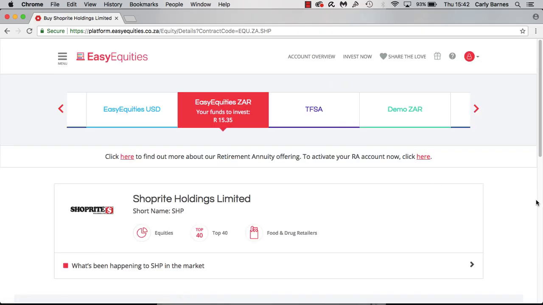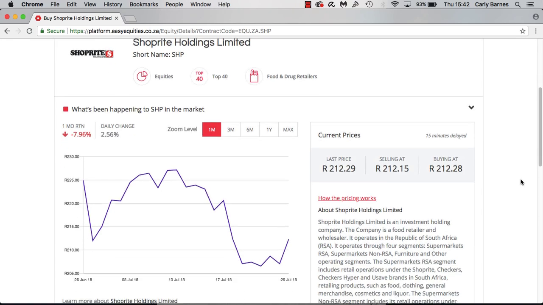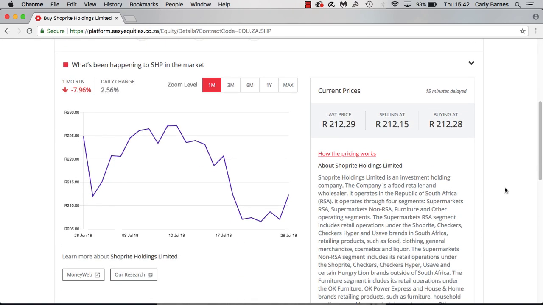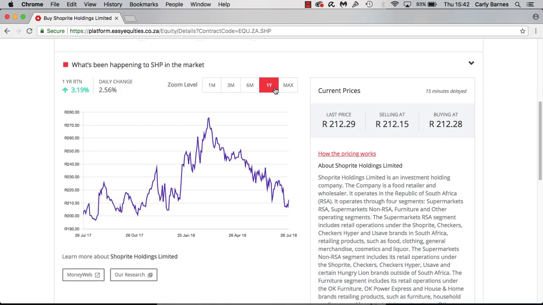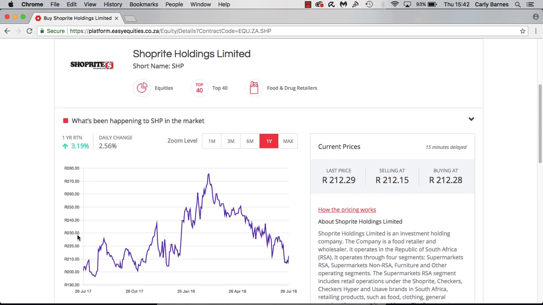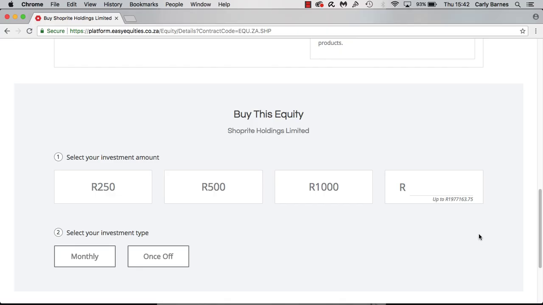All that you need to do is select the share. If you go over here, you'll be able to drill down a little bit more into that share. So you can have a look at how that particular share has performed over a month or over a year. You can read more about the company, and you can also have a look at any research we've done on our site about this specific company, or reference MoneyWeb, where you can drill down a little bit further into the financial nitty-gritties. But if, like me, you just go with the brands you love, then you can just scroll down and put in the amount that you'd like to invest.